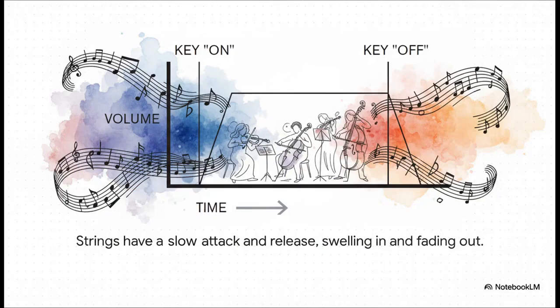And what about a string section in an orchestra? The sound doesn't just appear, does it? It swells in gracefully. That's a slow attack. And when they stop playing, the sound hangs in the air for a moment before it disappears. That's a slow release. So by messing with this envelope, we're literally giving our sound a personality, a behavior.